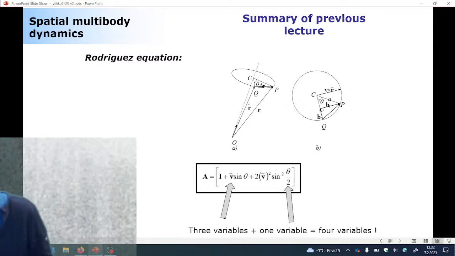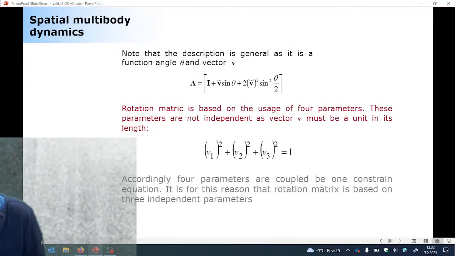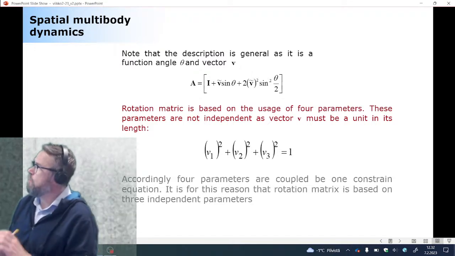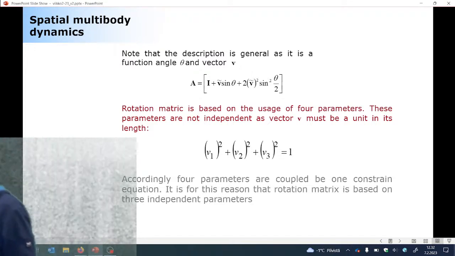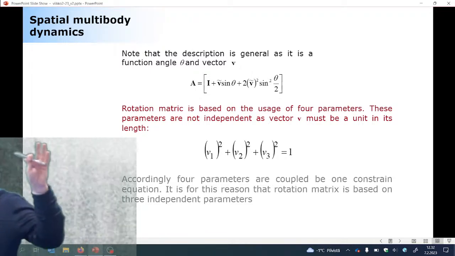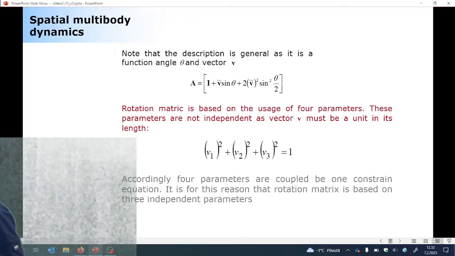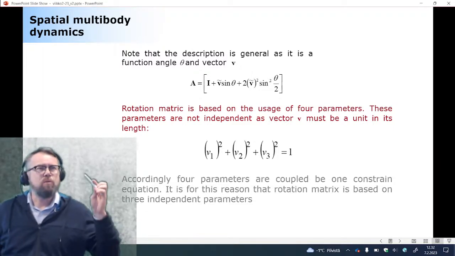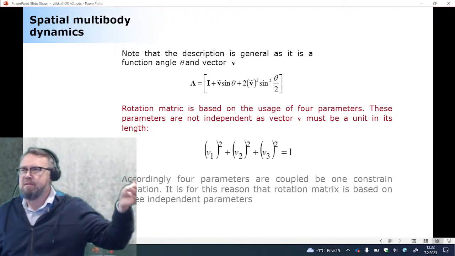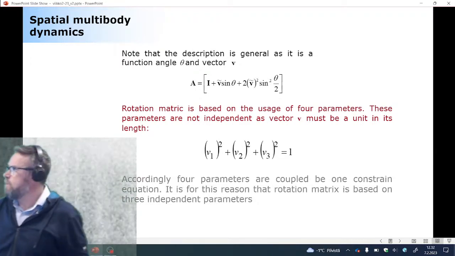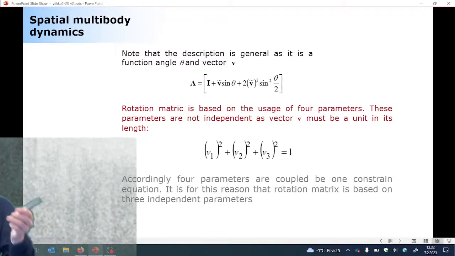Four parameters. That's how it goes. This is what the method is based on. Now, this is how the equation reads. So we can take a look at some of the numerical examples. That's going to be sometime next week. I'm going to introduce you to some examples about this. But basically, this is a constraint because the components of vector V are not decoupled, but they are coupled because the vector V has to be unit in length.